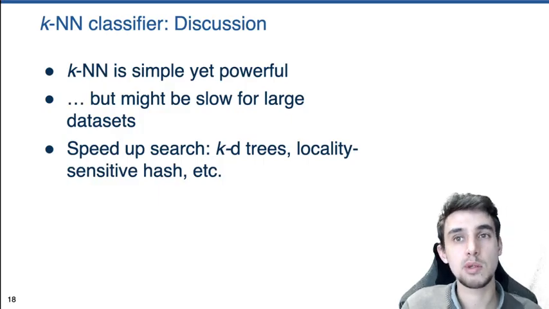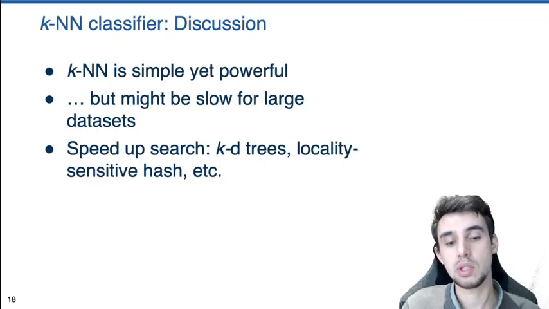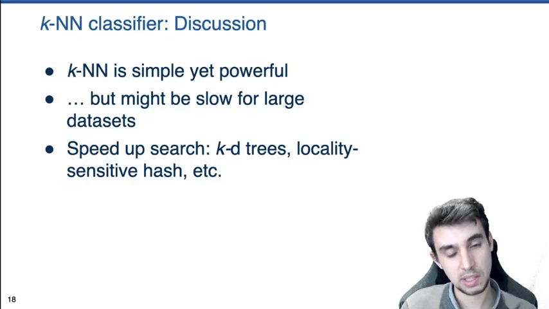Naturally, there are ways to speed up the search. For instance, we can use KD trees or locality sensitive hashing and so on, but still it will be at some point quite slow if your data set is very large.